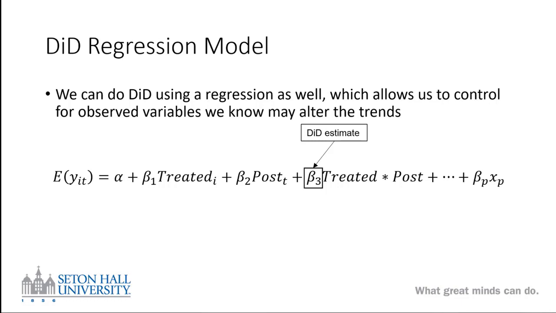There is also a way to do diff and diff in regression if you had treatment at multiple time periods. So you have a treatment at time 1, and then a few years later you have another treatment at time 2, a few years later another treatment at time 3.